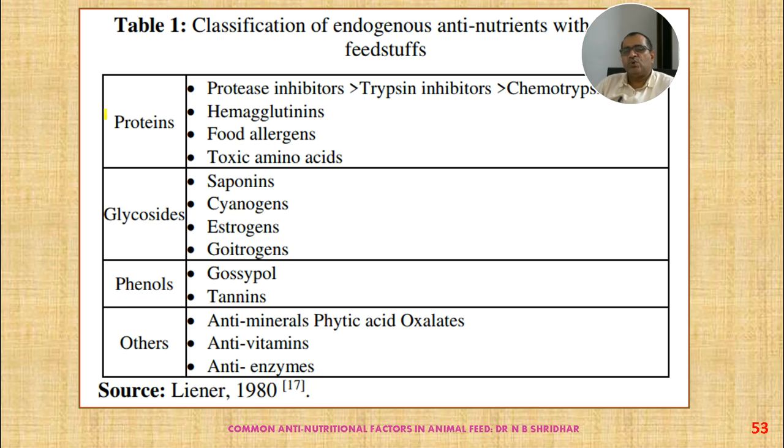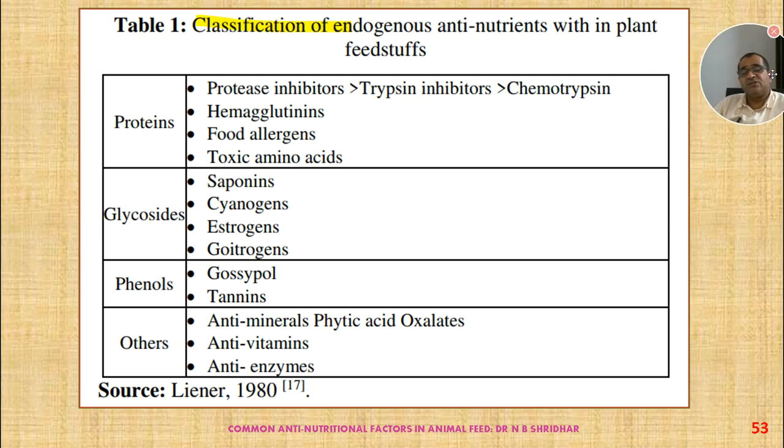So the classification of endogenous anti-nutritional factors, which are generated in the body, includes hemagglutinins, food allergens, toxic amino acids, saponins, and estrogens. Then phenols, and others such as anti-enzymes, etc.